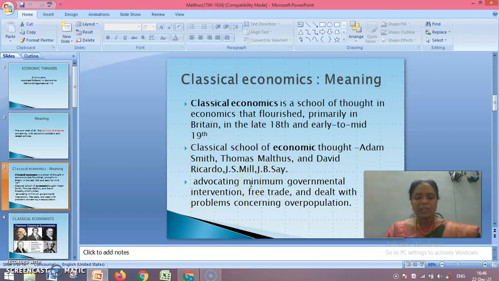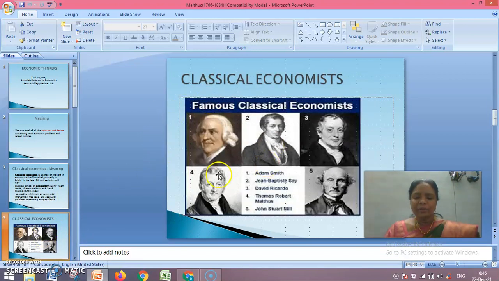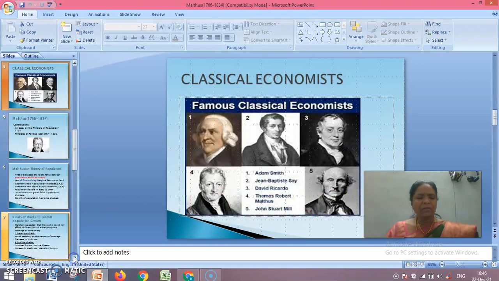The speciality of these classical economists is that they advocated minimum governmental intervention, and they insisted on free trade, and they always dealt with problems concerning overpopulation. Contributors like Adam Smith, J.B. Say, David Ricardo, Malthus and J.S. Mill are very important contributors to economics, and they dealt with various problems like overpopulation, poverty, unemployment, and how we are going to solve them. Everything is studied under this.